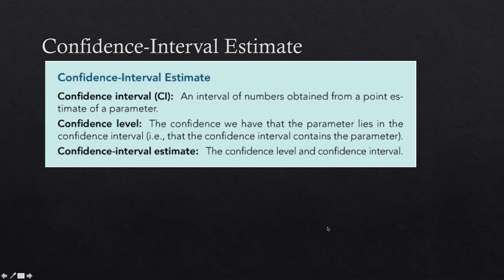All right, so the confidence interval estimate. A confidence interval is an interval of numbers obtained from a point estimate. Now the confidence level is the confidence that we have that the parameter will be in the interval. And the confidence interval estimate is the confidence level and the confidence interval all together. Okay, so this is just a little terminology so that when problems are asking you for certain things, you'll be able to figure it out.